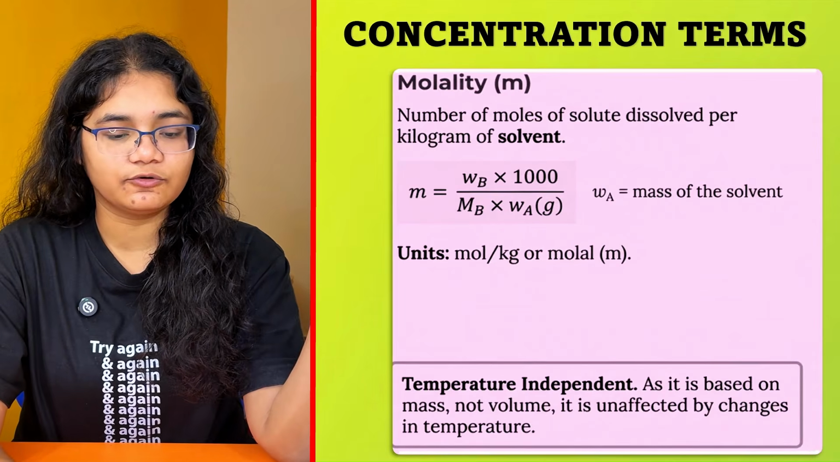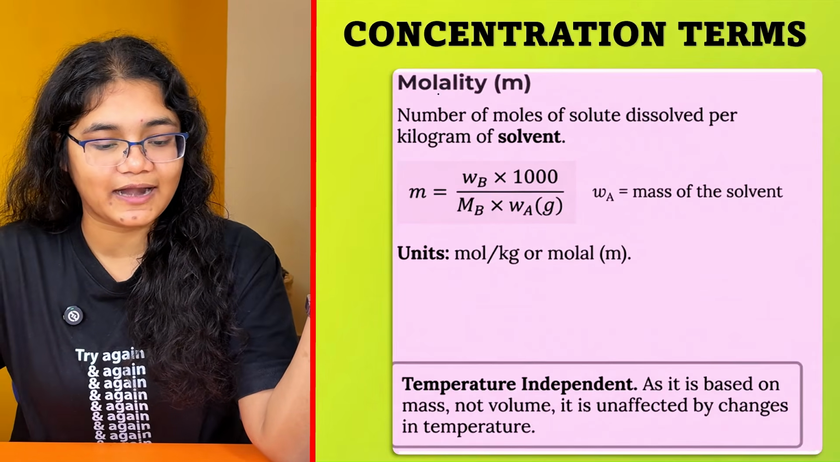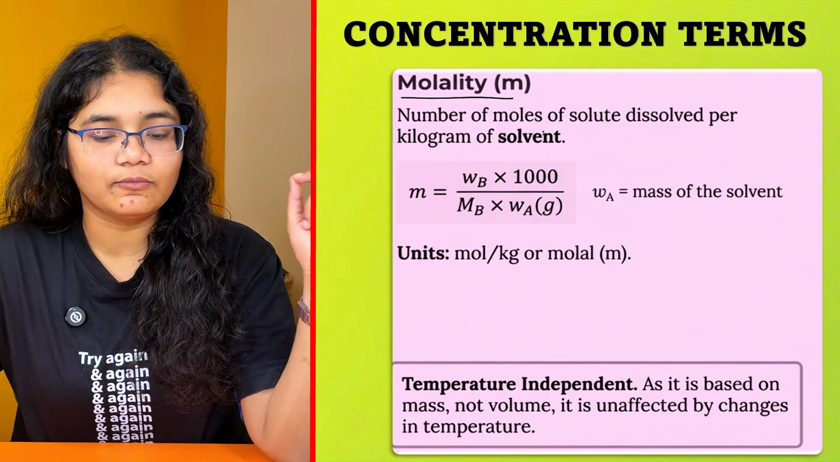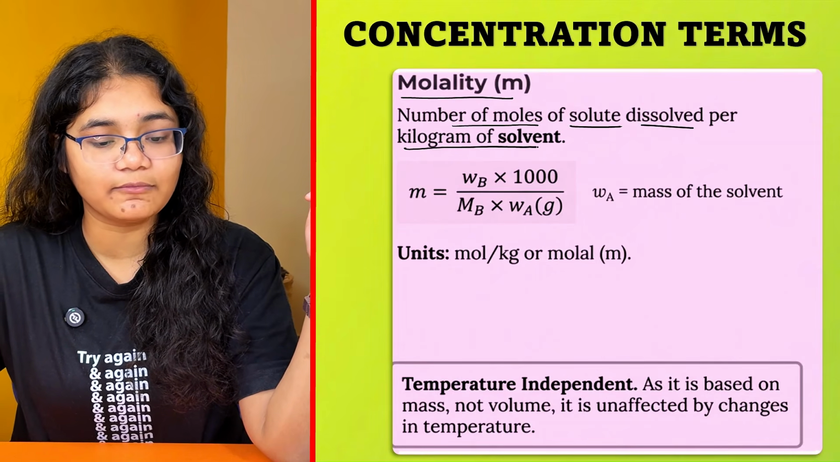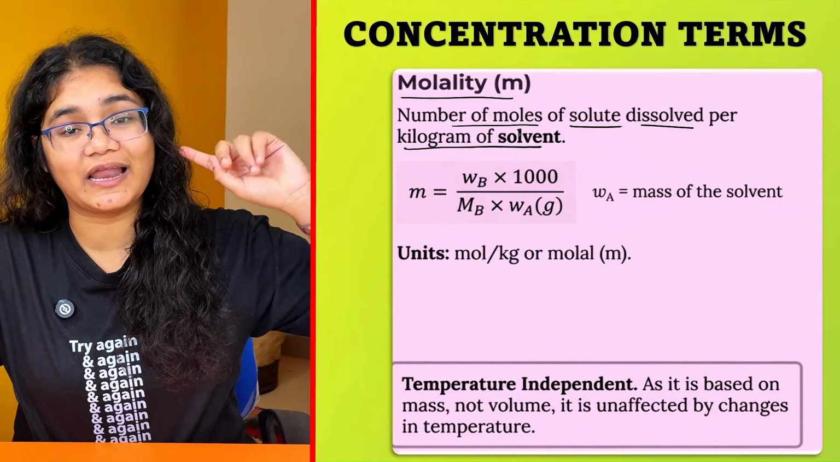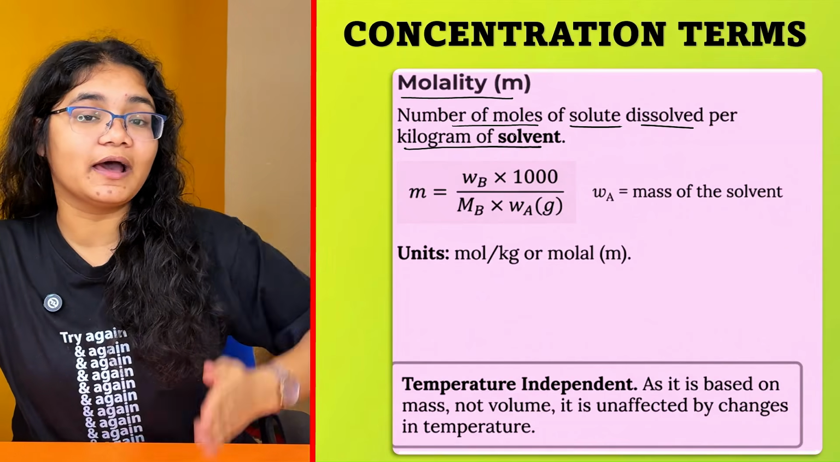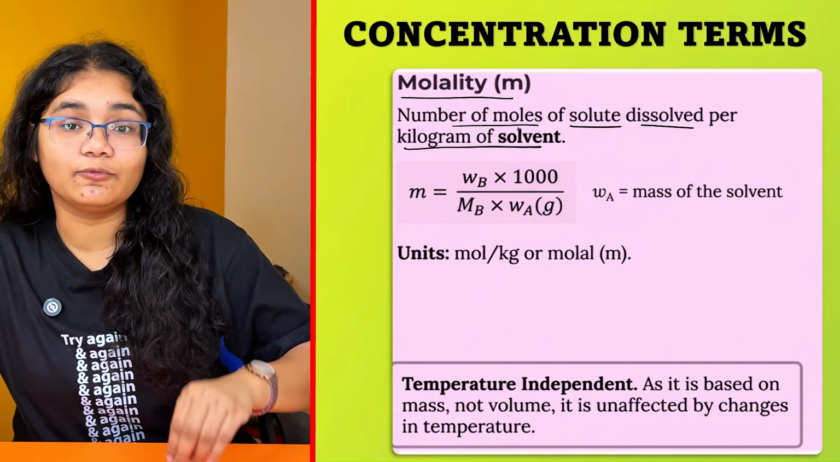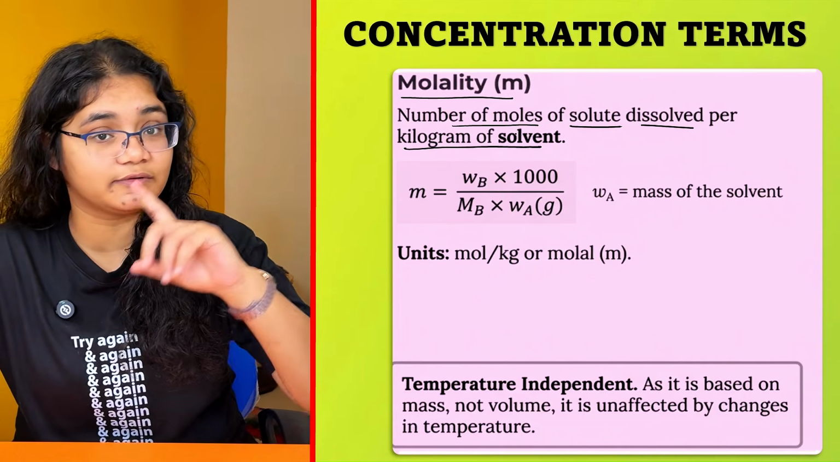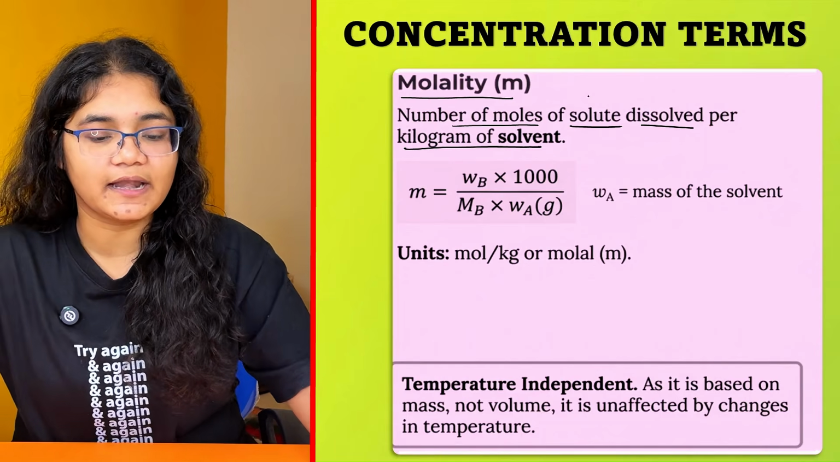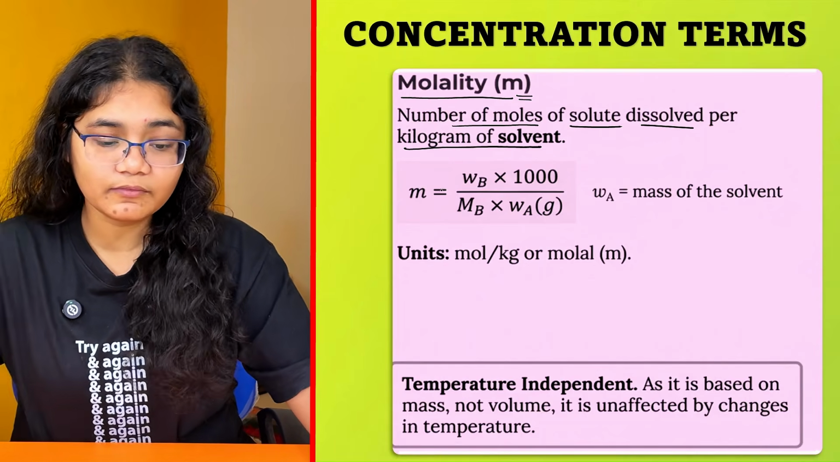Okay, let's move to the next concentration term, that is molality. Now molality is what? Number of moles of solute dissolved per kilogram of solvent. That was molarity, number of moles per liter of solution. Here molality is number of moles of solute per kg of solvent. There it was solution, here it is solvent, and it is denoted by small m.